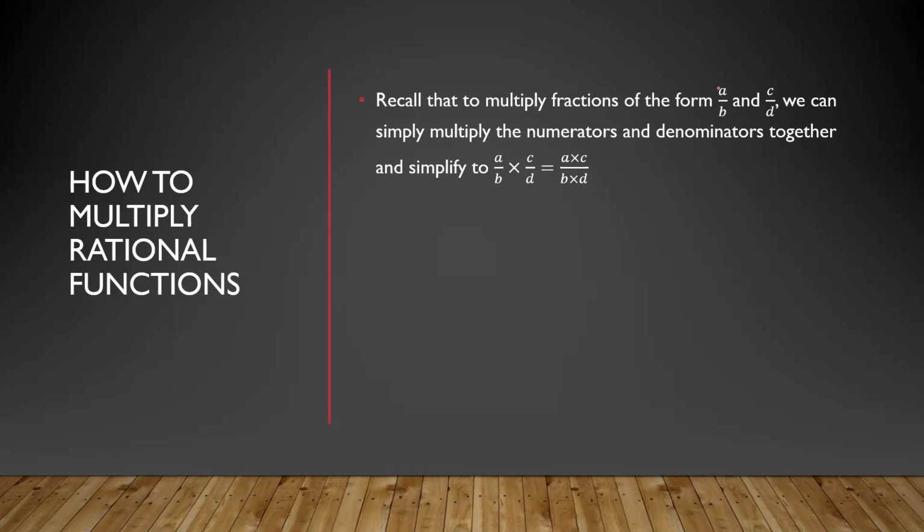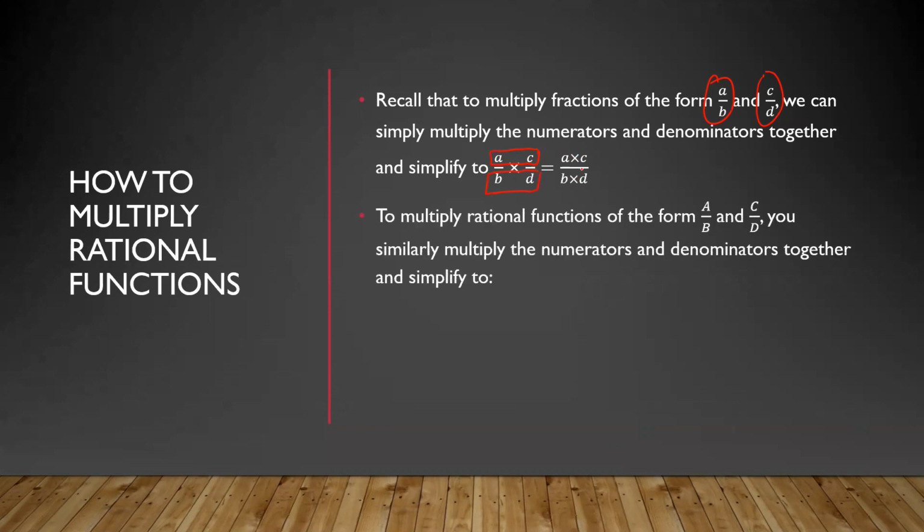Really what we are going to notice is that multiplying rational functions is a very similar concept to multiplying fractions. If we have two fractions and we're multiplying them, I can easily multiply the numerators together and the denominators together. This ends up giving me something of the form a times c, if those are my numerators, divided by b times d, which are my denominators.